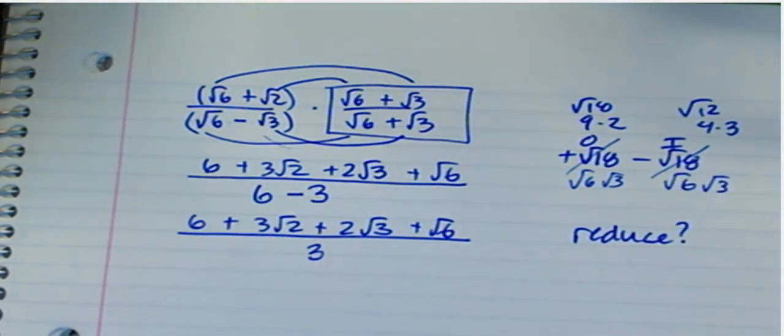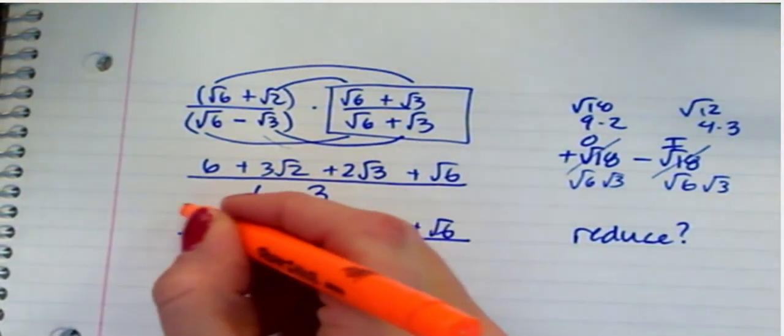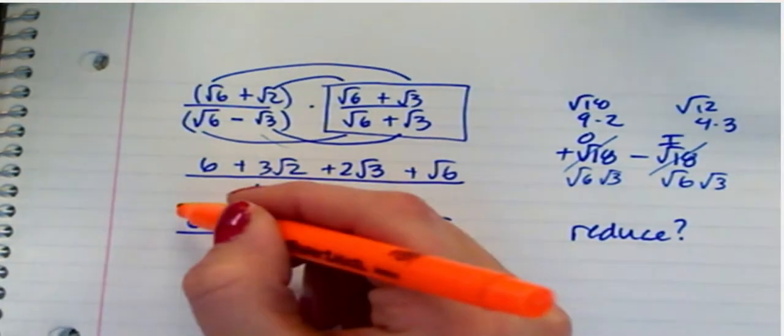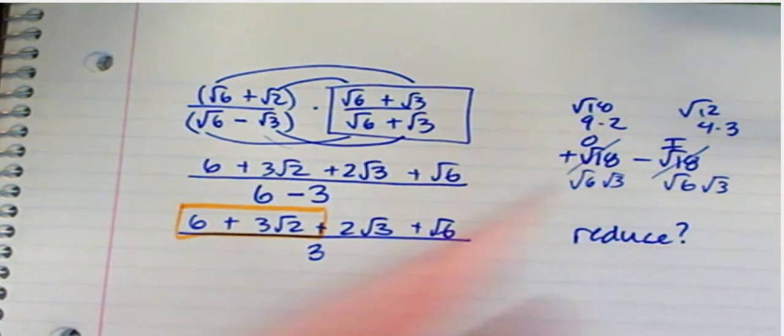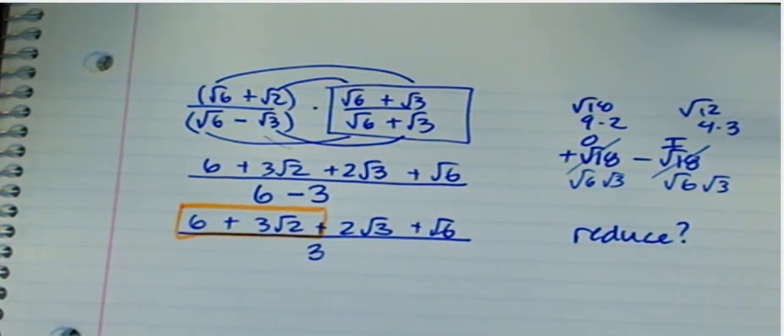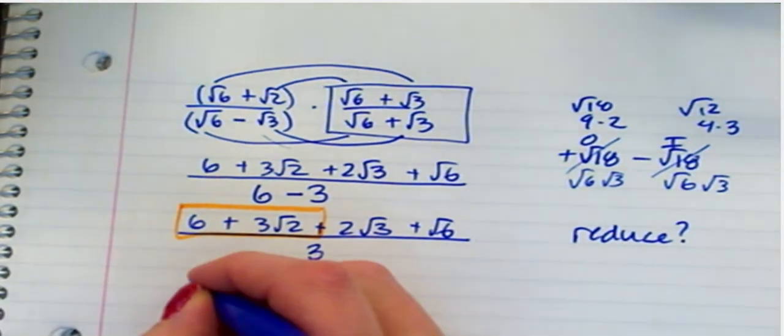There's my outer and my inner. But they cancel. Can you reduce anything? You can reduce 6. So these first two pieces look like they might reduce, but the second two pieces don't reduce. And so I would leave it as a single fraction. It's not wrong to write this.